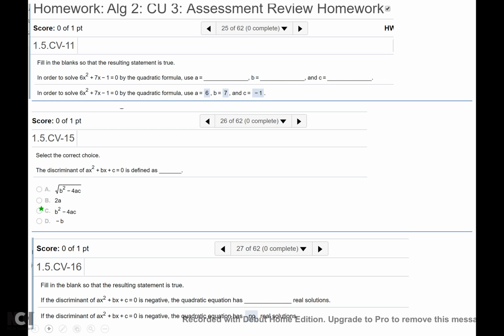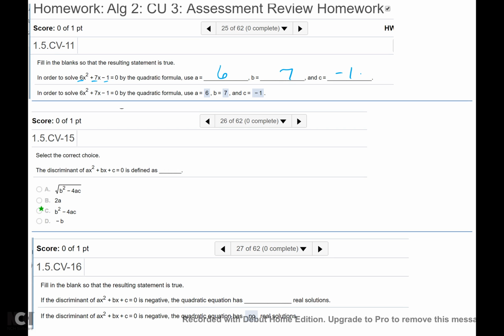Okay, fill in the blank so the resulting statement is true. In order to solve 6x squared plus 7x minus 1 equals 0 by the quadratic formula, use a, b, and c. They want me to identify a, b, and c. A is whatever touches the squared term. B is whatever touches the linear term. And c is the constant.